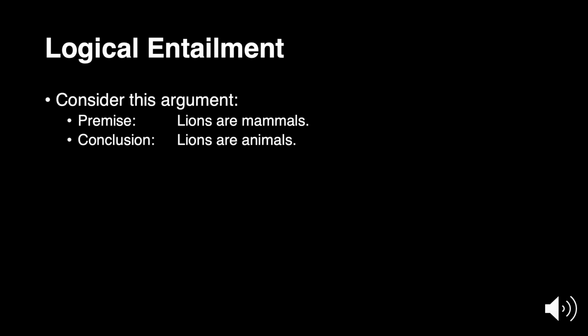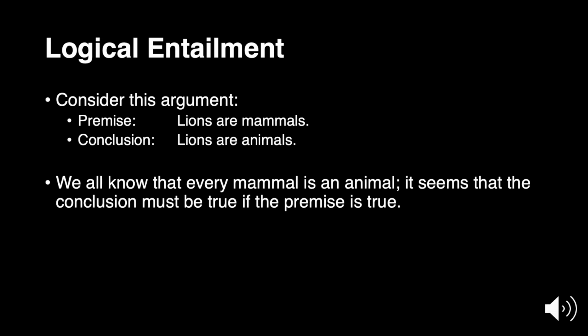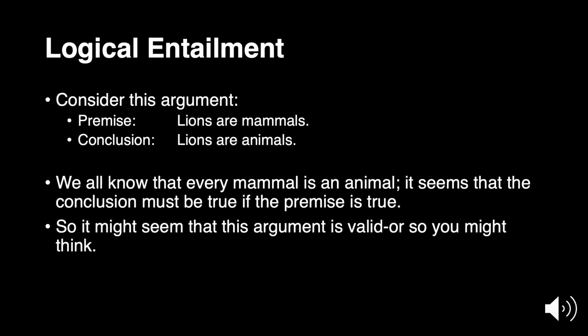Okay. Now, consider this argument. Premise: lions are mammals. Conclusion, therefore, lions are animals. We all know that every mammal is an animal. So it seems that the conclusion must be true if the premise is true. So, from the definition that we have, the argument is valid. Or equivalently, the premise entails the conclusion.